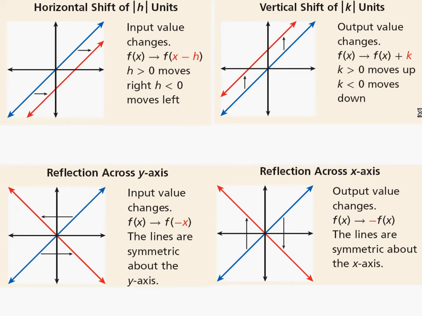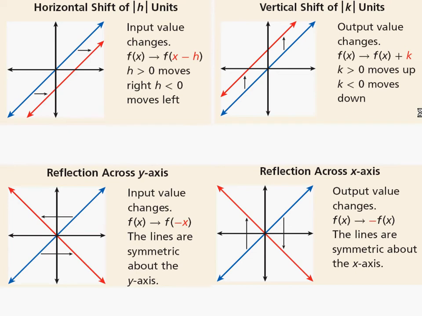For vertical, we change the k value. Vertical changes the entire function, so we add it to the entire function, not just changing the x value. So f of x becomes f of x plus k. K is positive if you move up, k is negative if you move down.